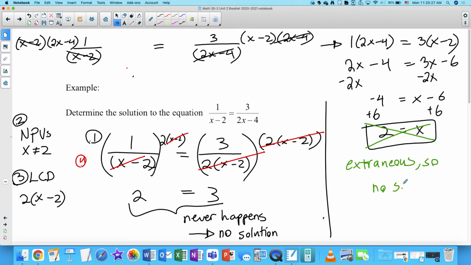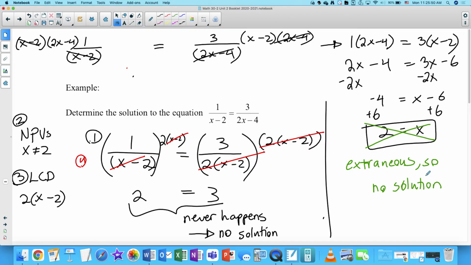Okay. Now the reason why we got an extraneous solution doing it this way and we didn't the other way is because we didn't multiply by the least common denominator when we did that cross multiplication piece, right? But at the end of the day, you should be able to see that there is no solution to this equation. Okay? Questions? Oh no, there's one more.